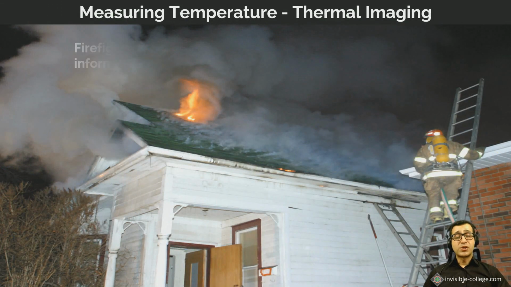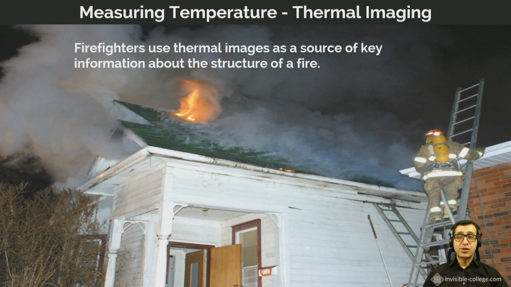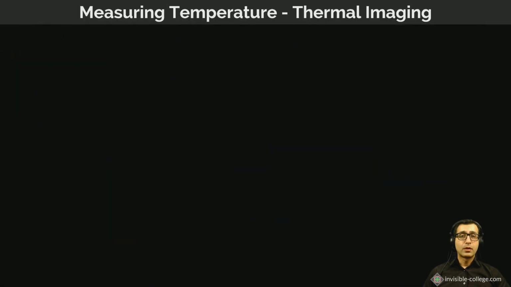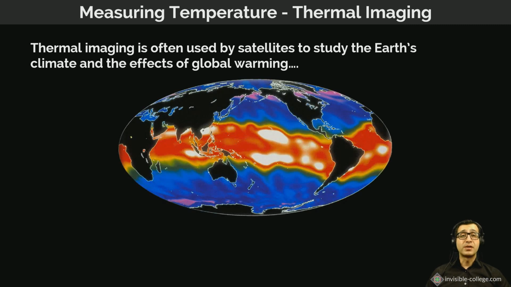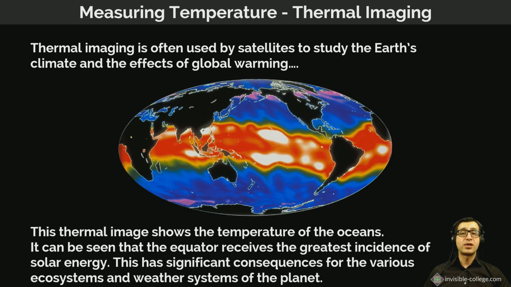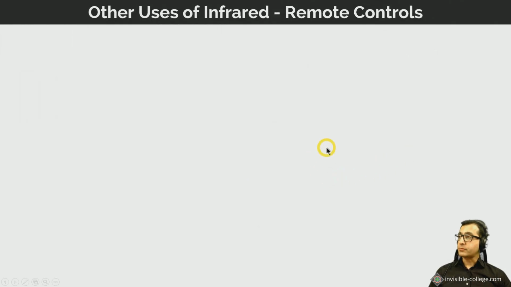So firefighters can also use thermal imaging as a source of key information as well. And thermal imaging is often used by satellites to study the Earth's climate and the effects of anthropogenic climate change. So this thermal image shows the temperature of the oceans. As we can see, fairly predictably, the equator has the highest average temperature around the middle.